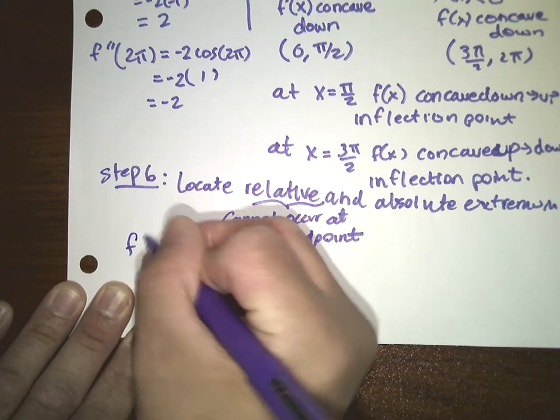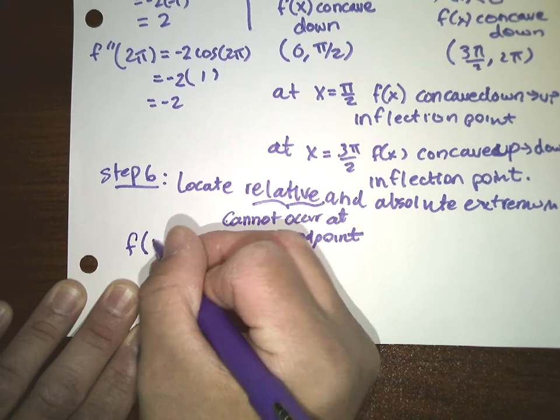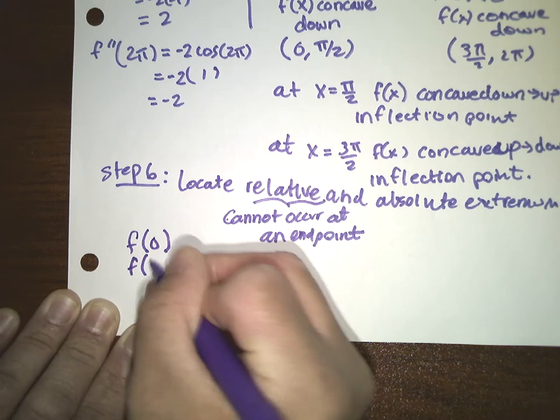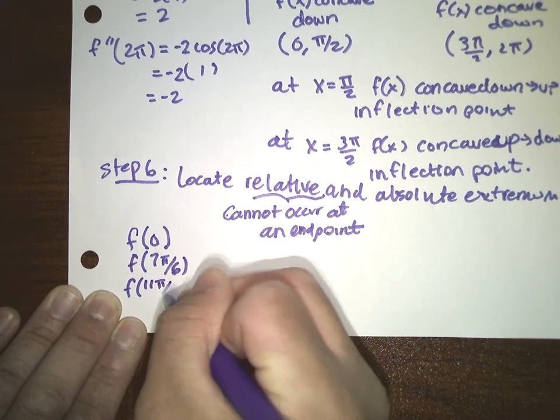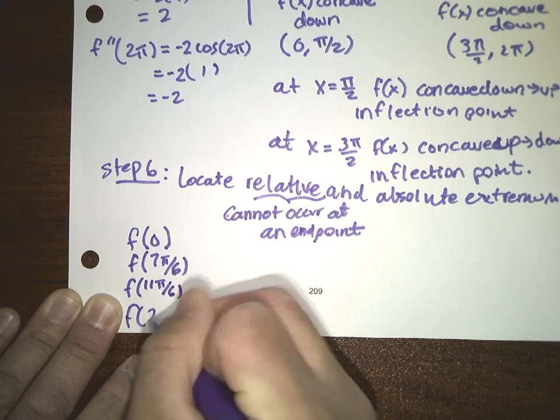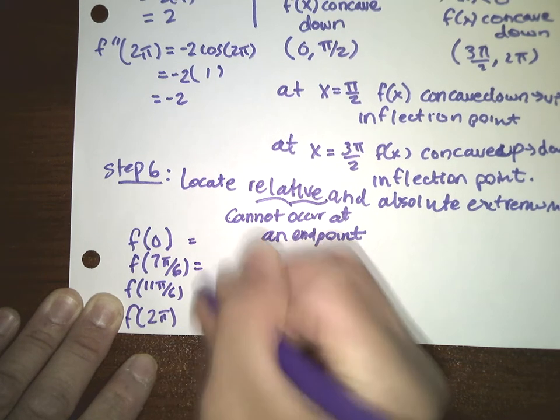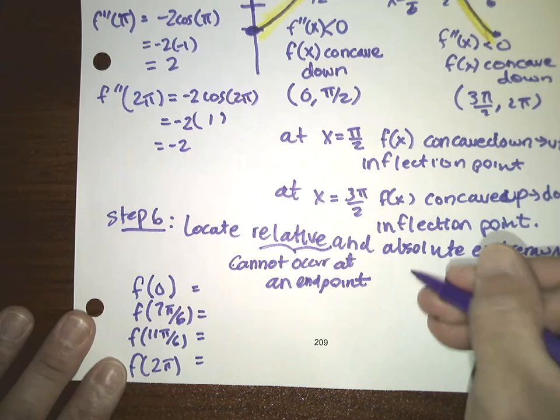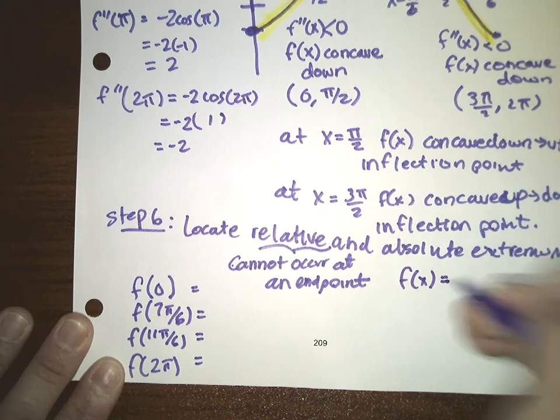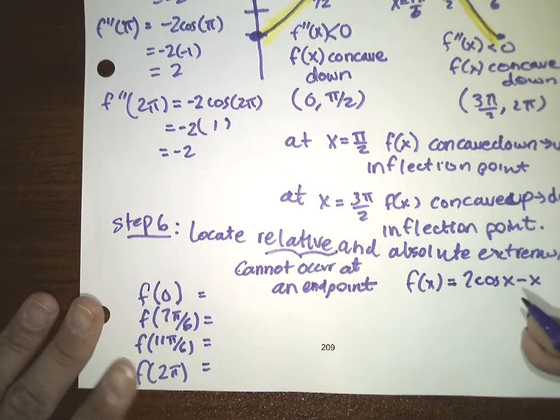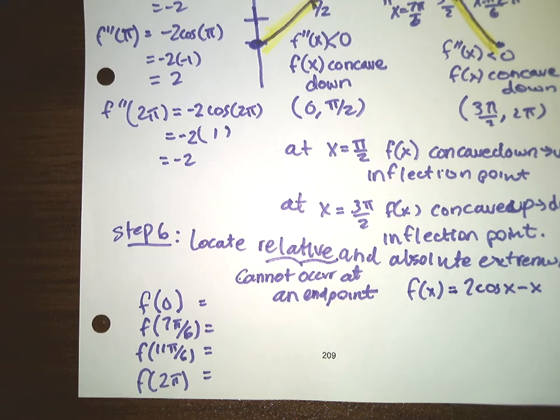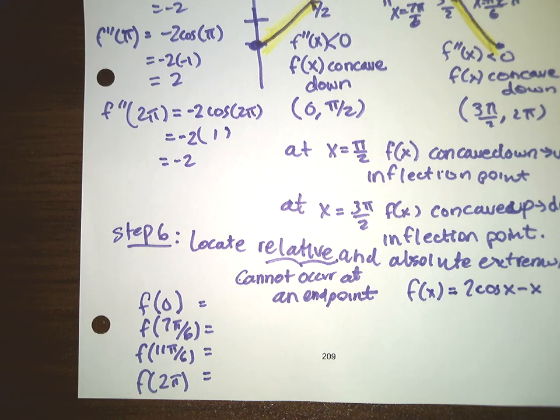So we have f of 0, f of 7 pi over 6, f of 11 pi over 6, f of 2 pi. So f of 0, remember f of x was 2 cosine of x minus x. So that will end up being 2.